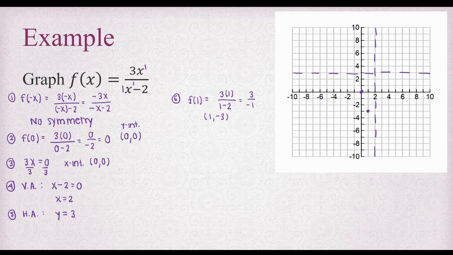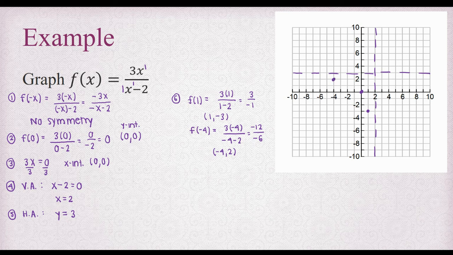We can pick any other point to the left of (0, 0). We could do negative 1, negative 2, negative 3. It doesn't matter. Let's pick negative 4, though you could pick the point closest to it. When I do negative 4, we have 3 times negative 4 over negative 4 minus 2. That's negative 12 divided by negative 6, which gives positive 2. So we have the ordered pair (-4, 2).